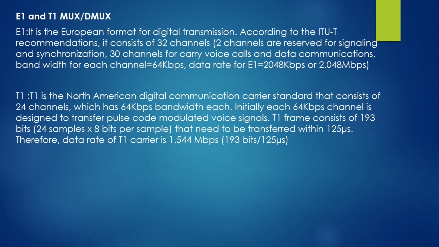E1 and T1 multiplexer and demultiplexer. E1 is the European format for digital transmission. According to the ITU-T recommendation, it consists of 32 channels. And T1 is the North American Digital Communication Carrier Standard that consists of 24 channels, which has 64 kbps bandwidth each.